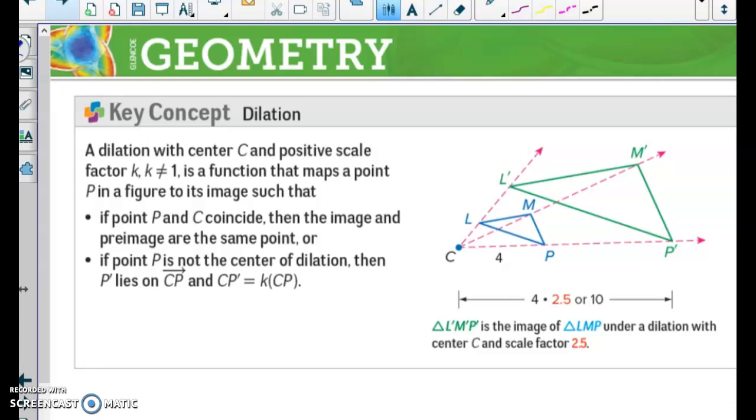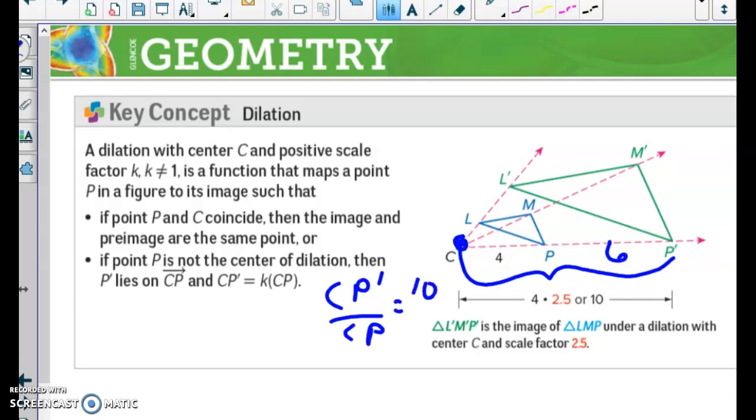Now, the thing to remember when we are finding the k is that most of the time people get this wrong because the ratio is CP prime to CP. They see that the whole thing is 10, and so they'll say 6 is to 4. No, no, no, no, no. It's from this starting point both times. So in this case, we have to say 10, the 4 plus 6, all the way over to P prime, is to 4. So my scale factor is 2.5, which they gave us in this case. So oftentimes finding that CP prime over CP is what the question is going to be asking.